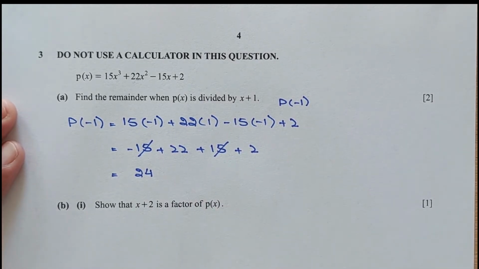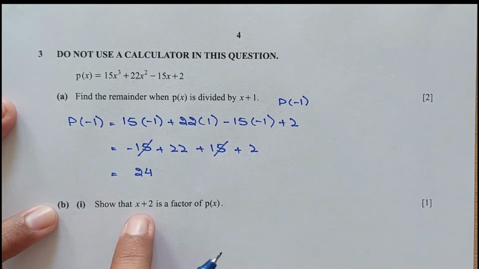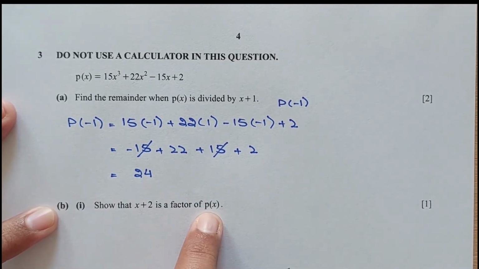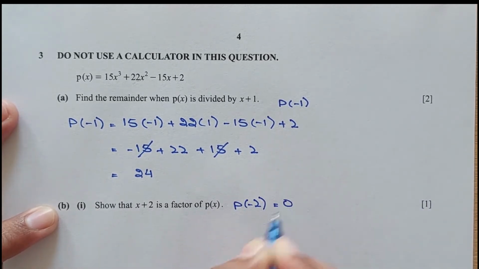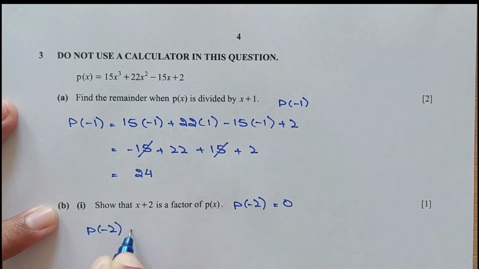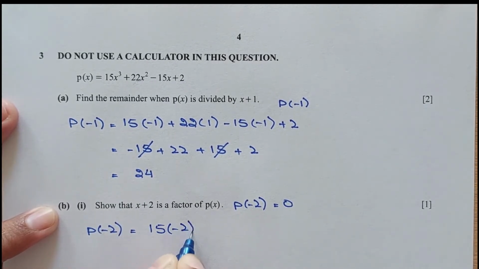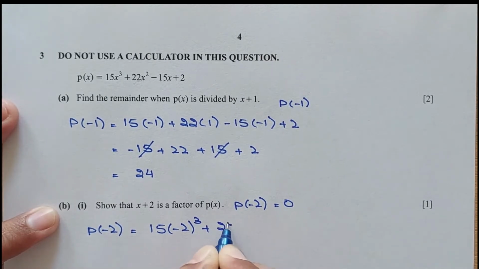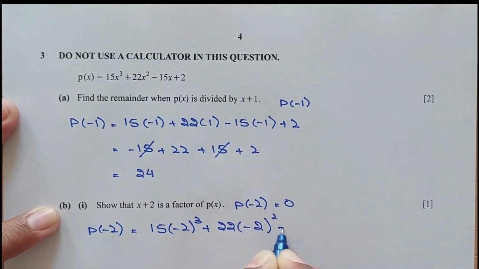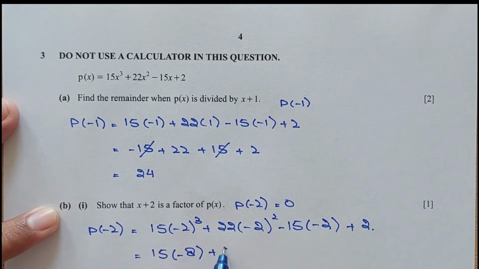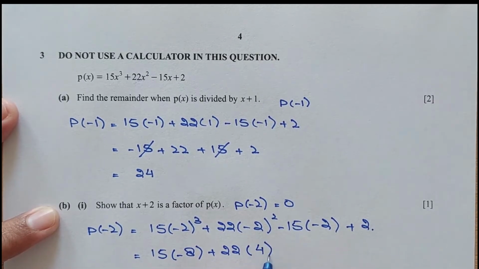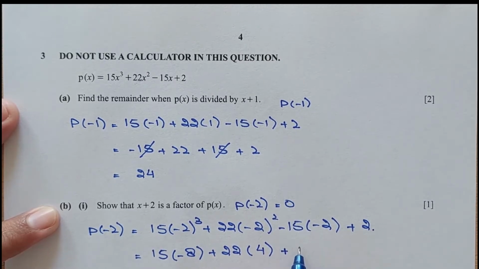Okay, now for part B, first show that x plus 2 is a factor of p of x. So if x plus 2 is a factor of p of x, it means p of minus 2 must be equal to 0. So let me find p of minus 2. So 15 times minus 2 cubed plus 22 times minus 2 squared minus 15 times minus 2 plus 2, right? So this is 15 times minus 8, plus 22 times 4, plus 2 times 15 which is 30, plus 2, right?